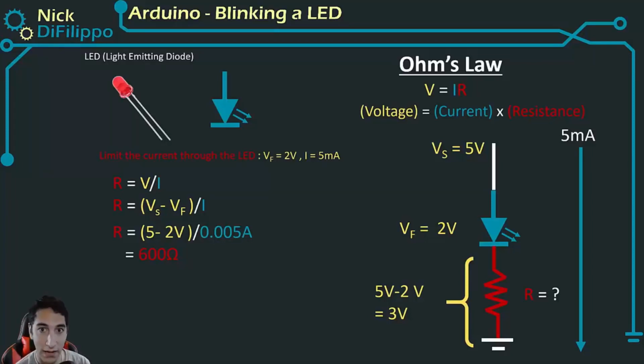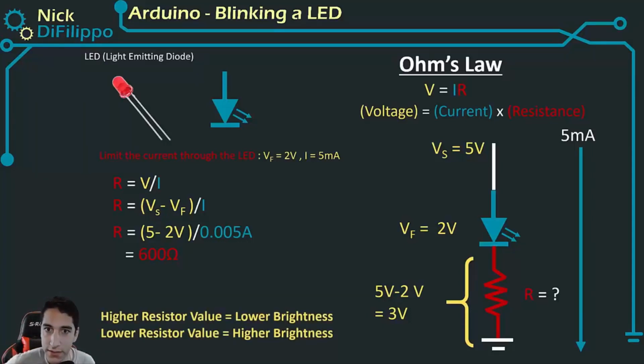Now, I don't personally own a resistor that's 600 ohms. I own 680 ohm resistors, and I own 560 ohm resistors. And that's probably a situation you're going to find yourself in. You're going to calculate a resistance value, and you're not going to have that exact resistor. So you need to make a choice.